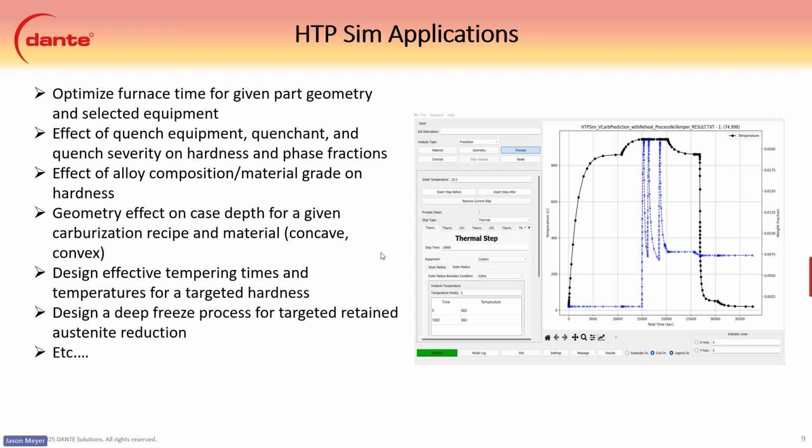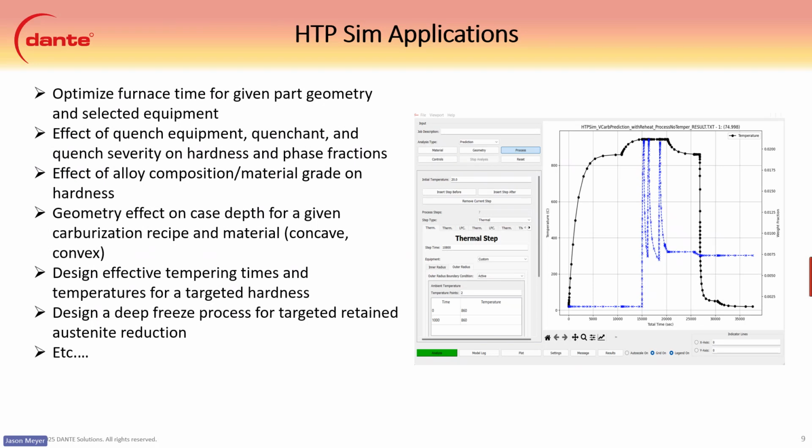You can check the effect of quenching equipment or the quenchant or the quench severity on the hardness and phase transformations, or phase fractions. You can look at the effect of alloy composition on material grade and hardness, the geometry effect on case depth given a carburization recipe and material. So the gears have a flank that's more of a convex shape, and then they have the root of the tooth, which is more of a concave, and carbon will diffuse into those regions at different rates based on the geometry. We can define effective tempering times and tempering temperatures for whatever target hardness you want.